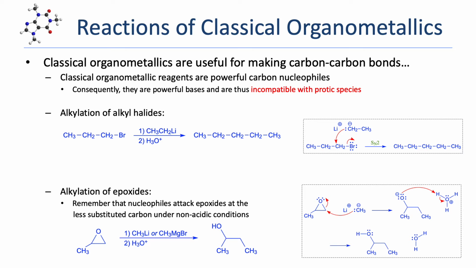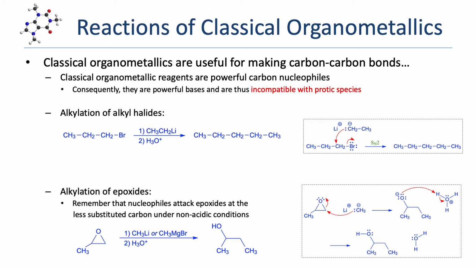So here we see 2 common and very useful examples. The first is the alkylation of an alkyl halide, typically with an organolithium or, less frequently, with a Grignard reagent. In this example, ethyl lithium reacts with 1-bromopropane to form pentane, and results in the formation of a new carbon-carbon bond. You can see that the mechanism is a simple SN2 reaction. The electron-rich carbon of the organolithium reagent acts as a nucleophile and attacks the electron-deficient carbon of the alkyl halide, displacing the halogen as a leaving group.